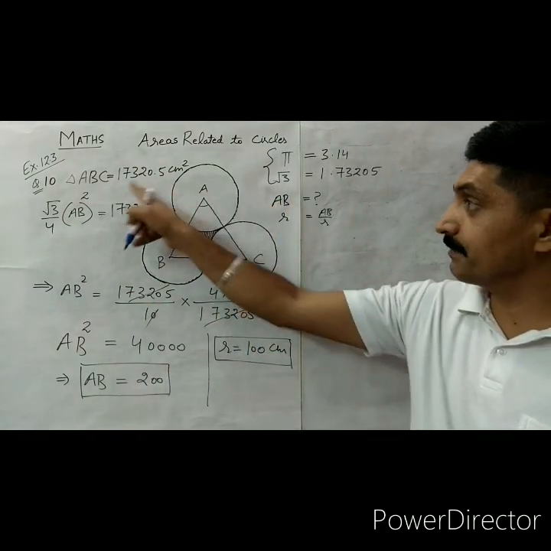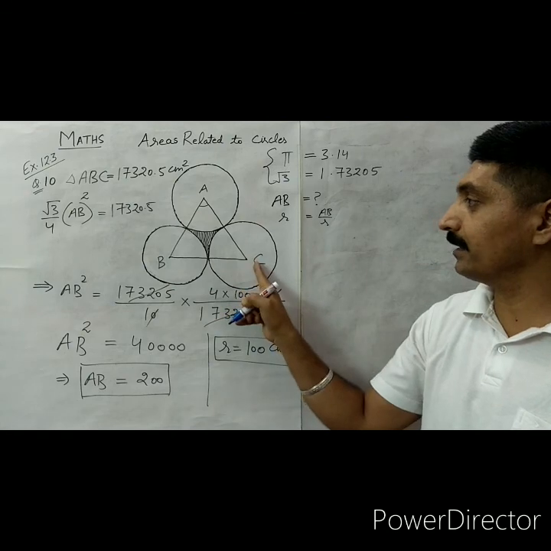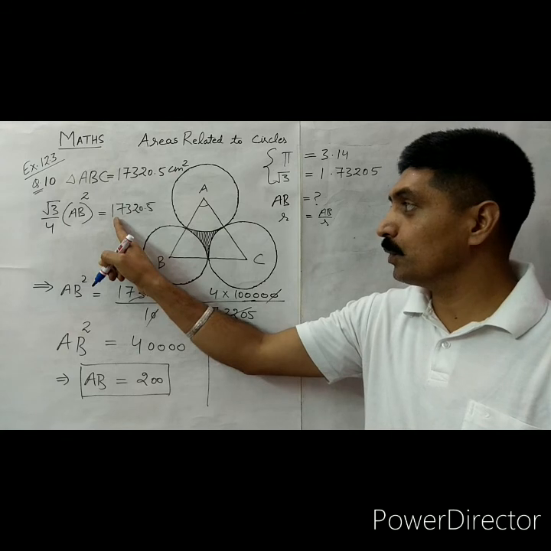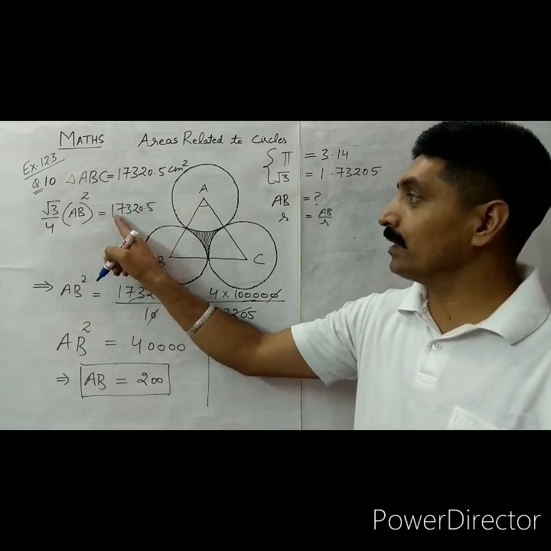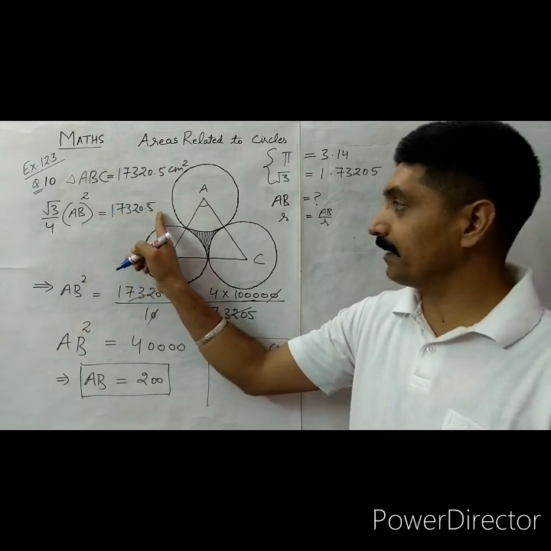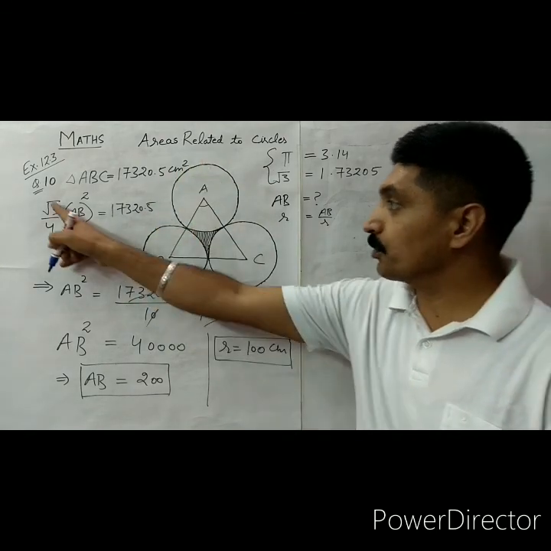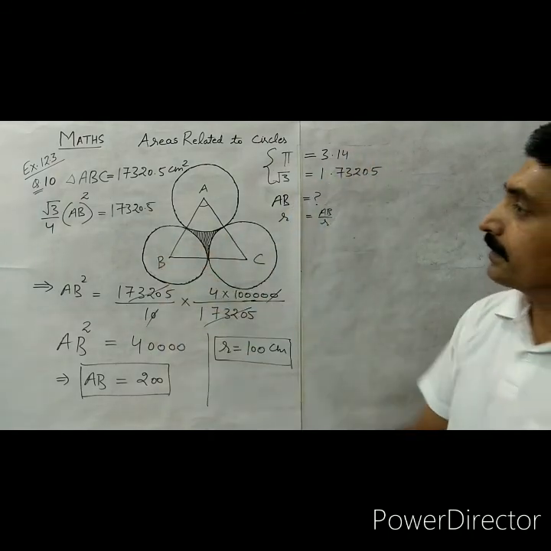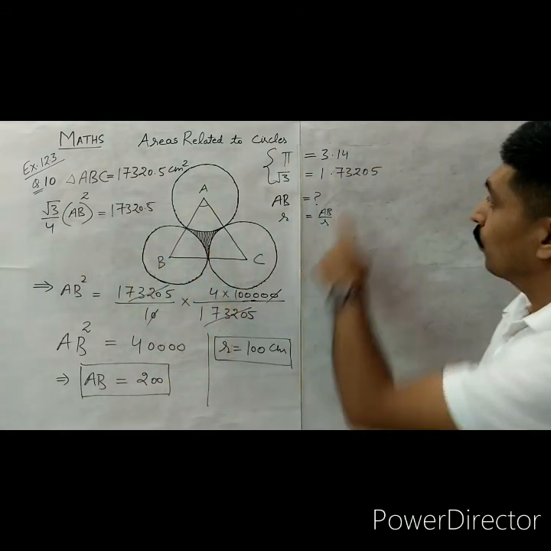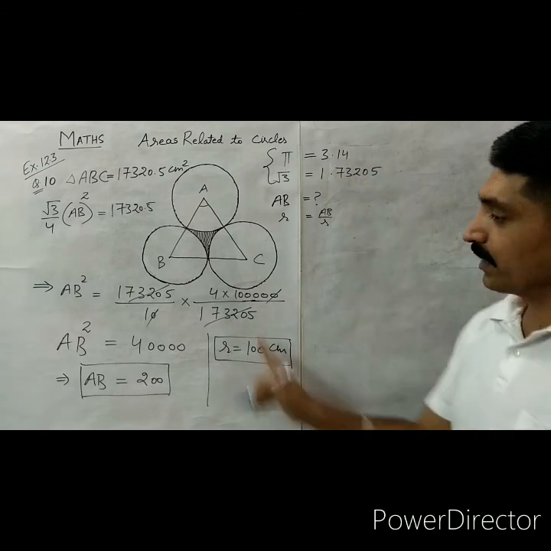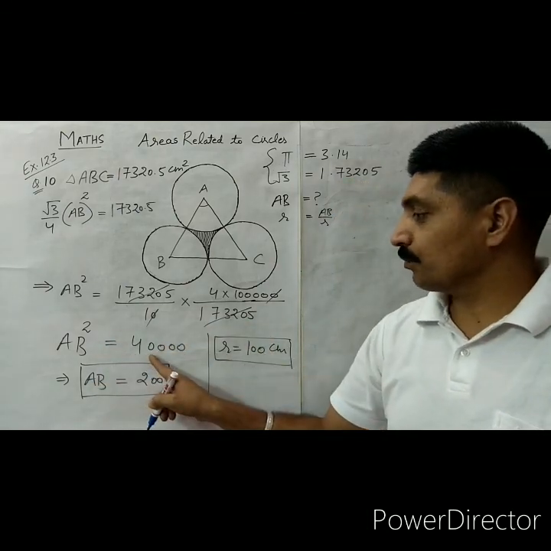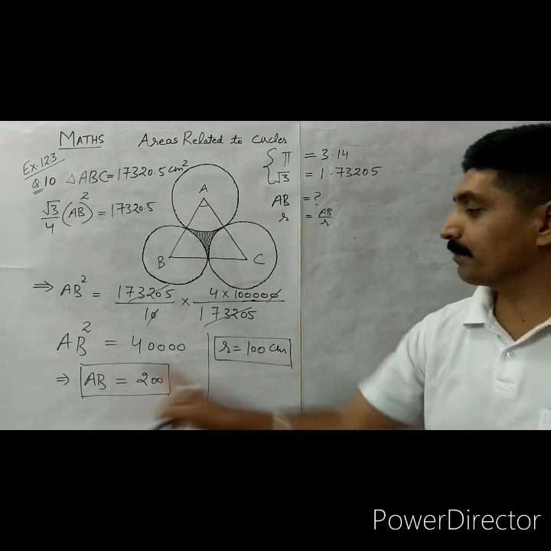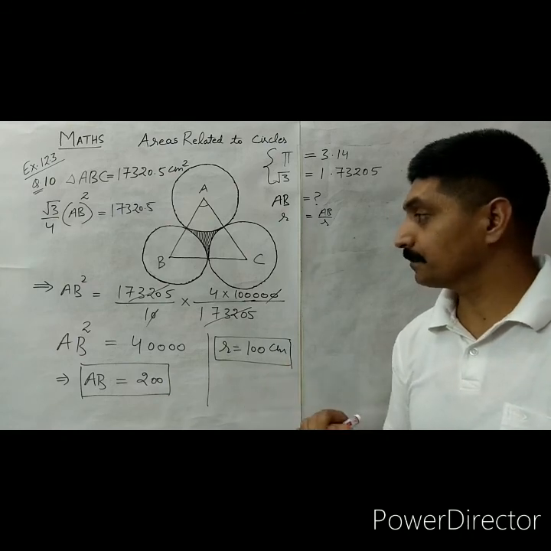Again, the area of the equilateral triangle, under root 3 upon 4 into side square, is equal to 17320.5. Substituting the value of under root 3, we get AB square is equal to 40,000, AB is equal to 200. So the radius is half of AB, that is 100 centimeter.